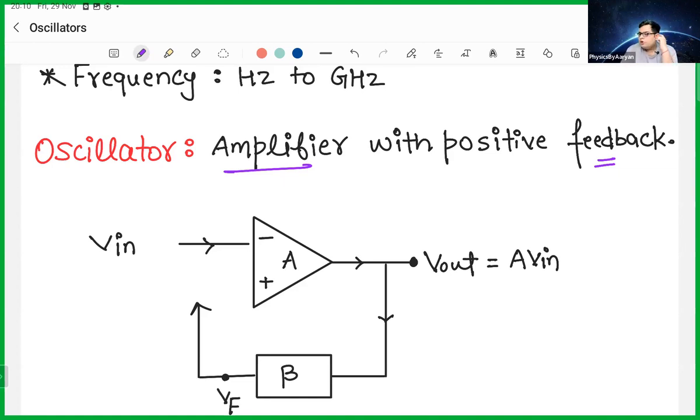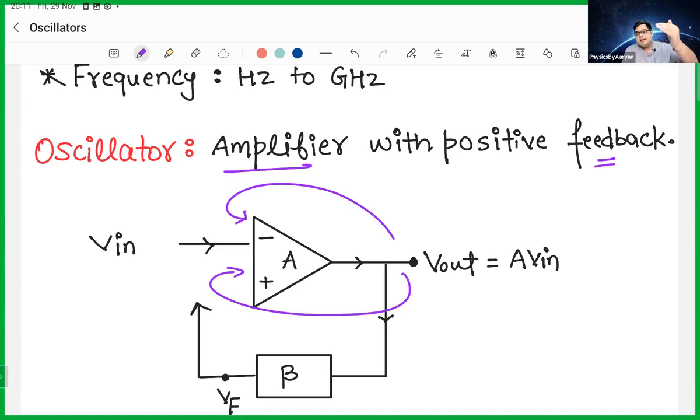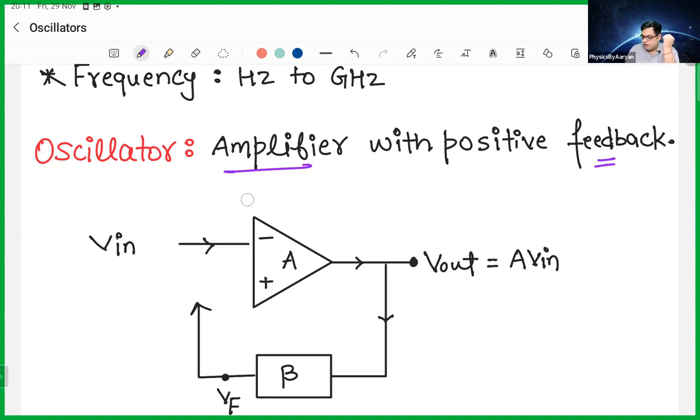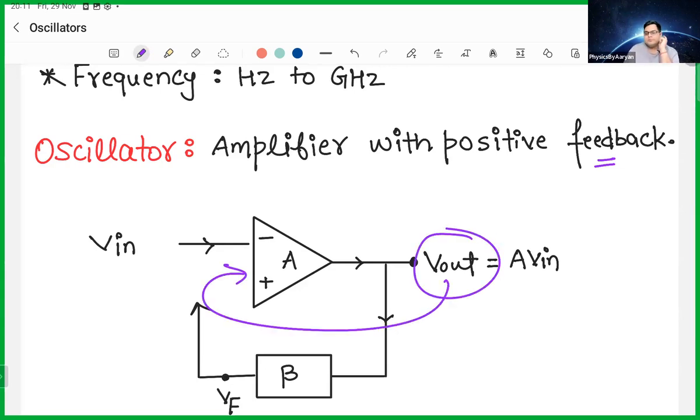So what is positive and negative feedback? We talked about it in the previous classes. You take some part of the output and give it to the input. There are two ways to give it: either to the negative terminal or to the positive terminal, which decides whether it is positive or negative feedback. In simpler words, the feedback is either increasing the gain or decreasing the gain. So in order to build oscillators, you need positive feedback, so you will give your output to the positive side of the op-amp.